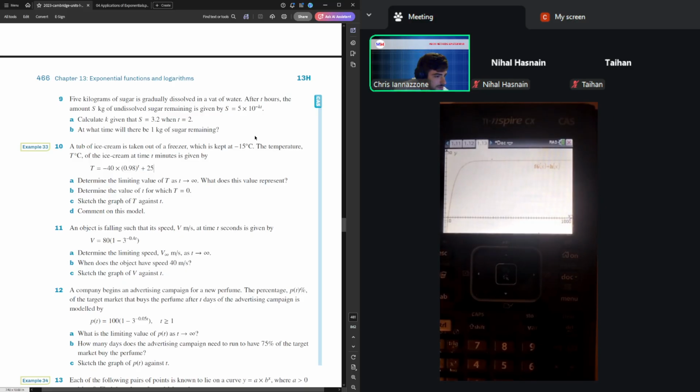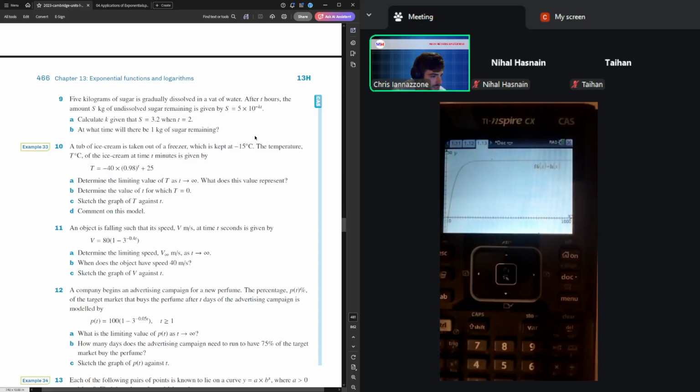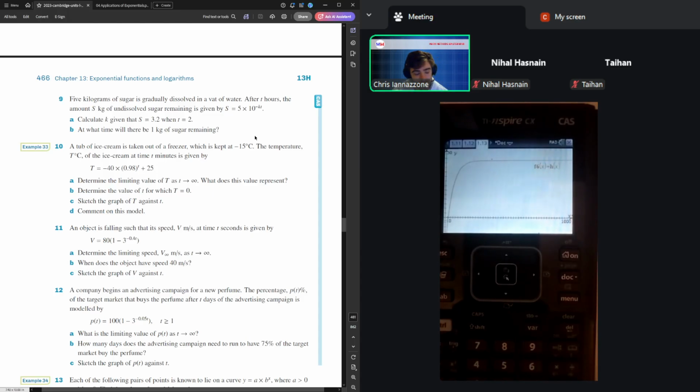Anyway, determine little t for which capital T is 0. We don't even need to talk about exponentials for this. This is just something you do for any function. If capital T is 0, set it equal to 0. CAS solve for little t. Sketch the graph, we just did that. Comment on the model. That's very vague.